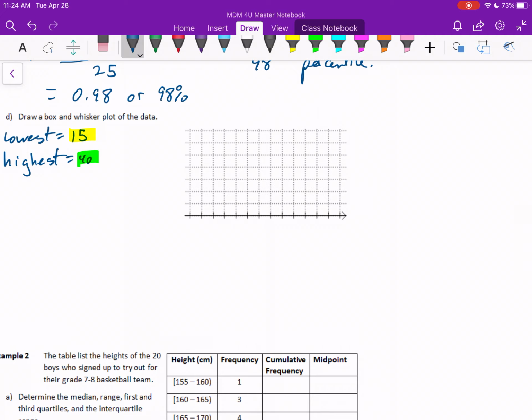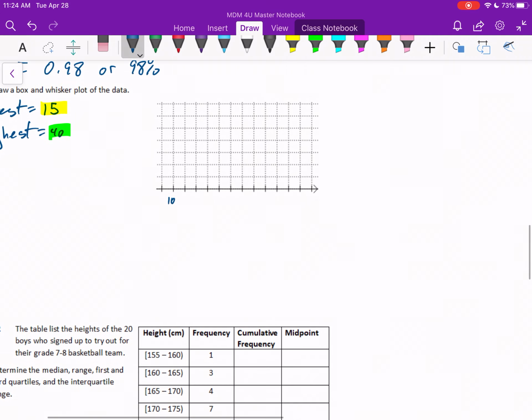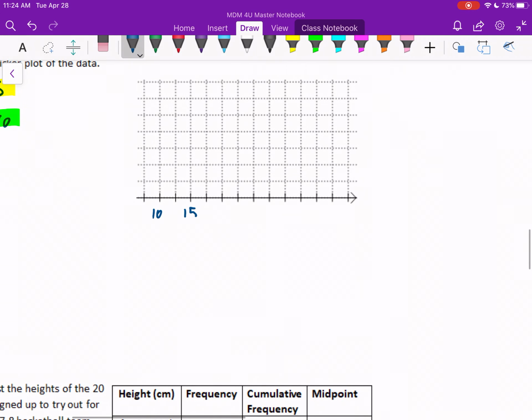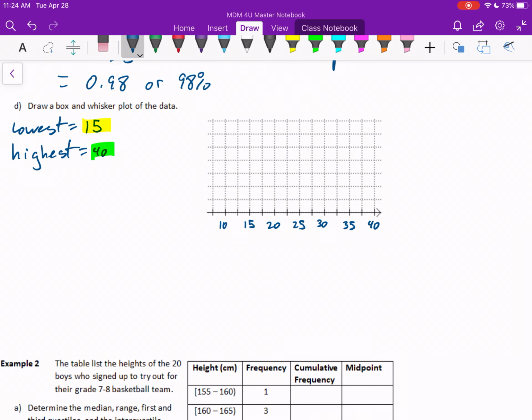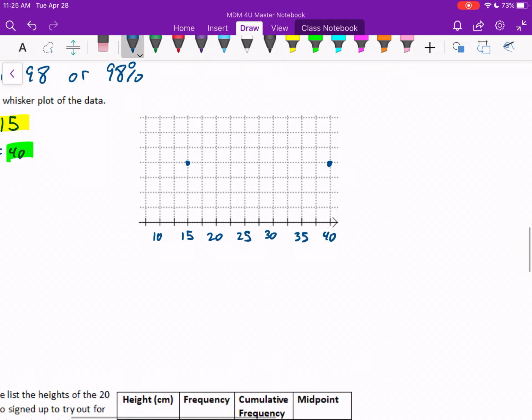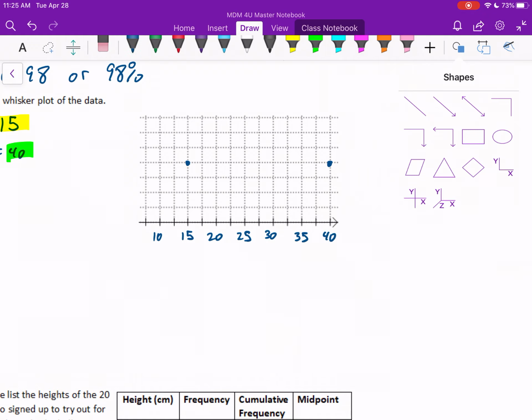So maybe I'd start with, I don't know, maybe 10 down here. And if every 2 grid lines go up by 5, then I think I can make it fit. Let's give it a shot. There we go. So from 15 to 40, I've got enough room horizontally. What I want to do is pick a spot somewhere in the middle of this grid where I'm going to draw my line. So maybe this middle line here, I'll put a dot here at 15. I'll put another dot here at 40. Those are my 2 extreme values, my lowest and my highest. I'll connect those 2 with a line.